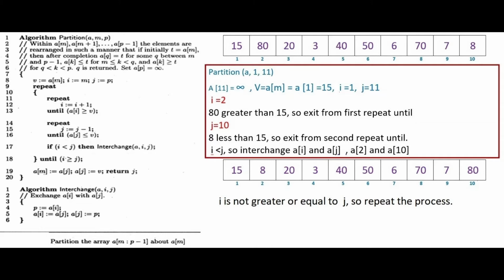Then assign v is equal to a of m. a of 1 is equal to 15. And initialize i is equal to m, so i is equal to 1, and j is equal to p, so j is equal to 11.